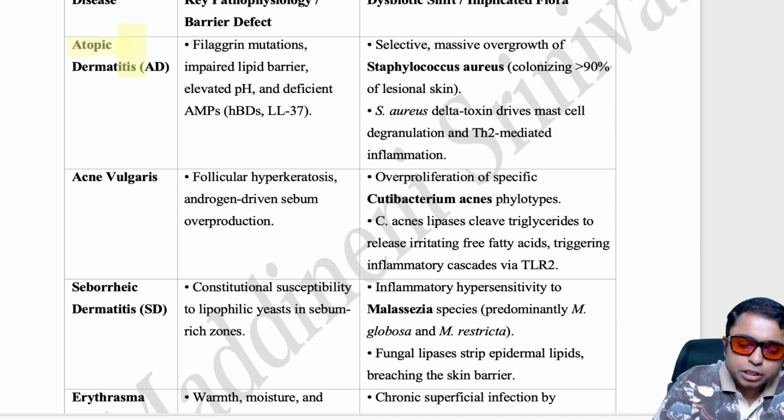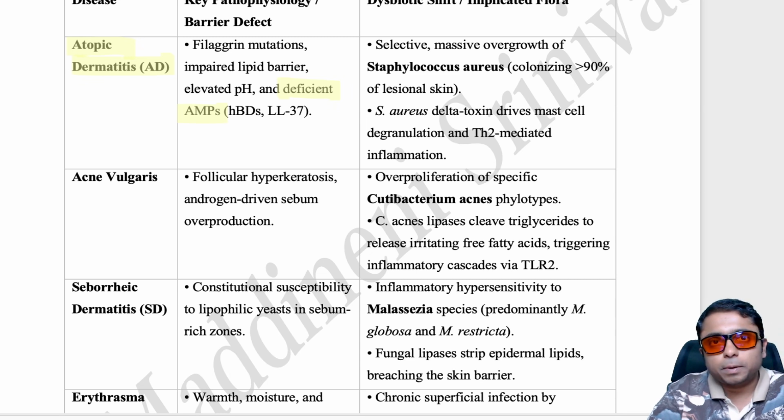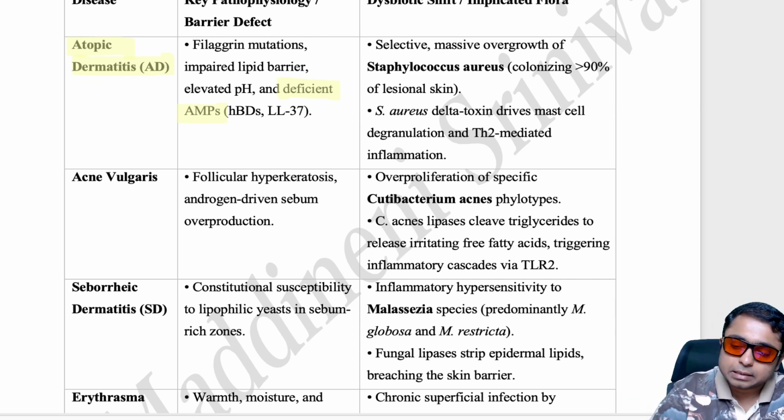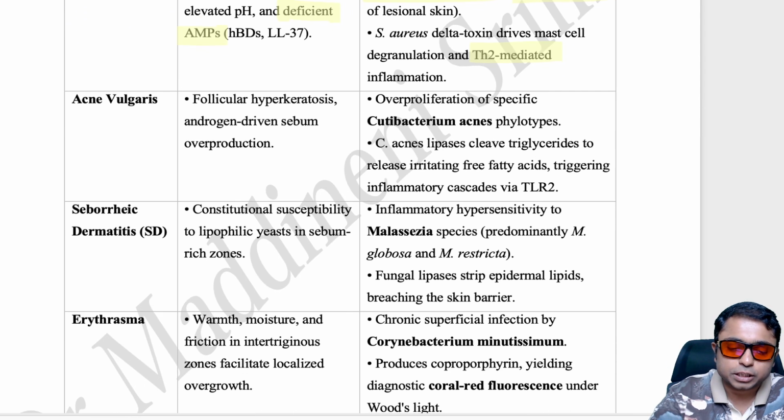So, in this condition, there is going to be filaggrin mutation, there is going to be xerosis, and also there is going to be deficient antimicrobial peptides. Because of all this, there is going to be massive overgrowth of Staphylococcus aureus. The colonization could be anywhere ranging from more than 90% in the lesional skin. So, this could lead to the recurrent infections also associated with the atopic dermatitis patients, because there is going to be this Th2 mediated inflammation associated in these atopic dermatitis patients.